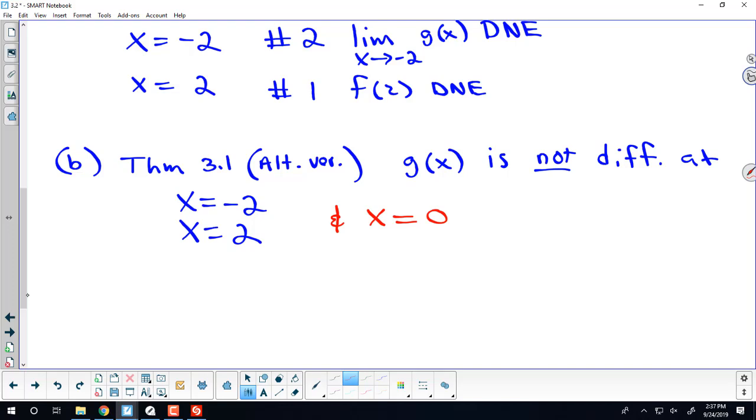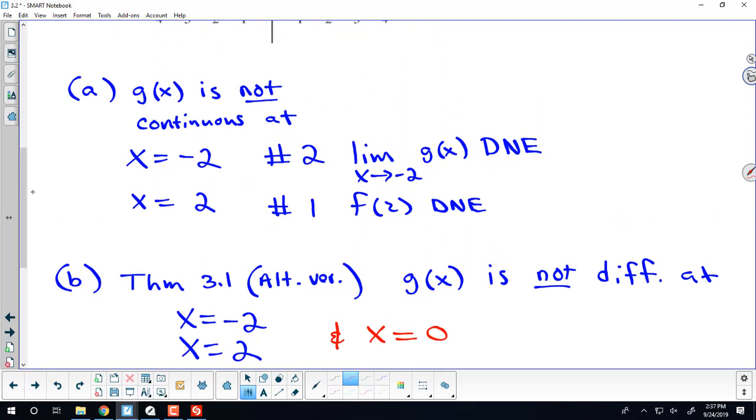Again, I hope this example reinforces that not continuous means it's not differentiable, but just because we're not differentiable at a place doesn't mean the function's not continuous at that place. Do y'all have any questions on that? Okay. So we're done with 3.2.